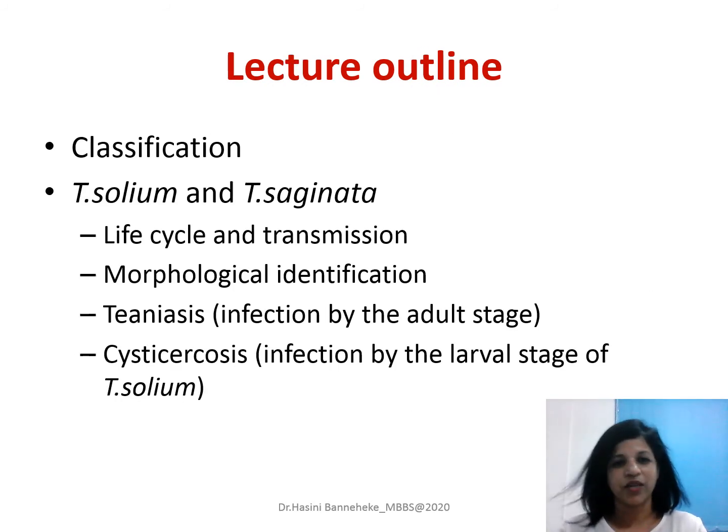This is the lecture outline. First, we'll have a brief idea of the classification of Taenia solium and Taenia saginata, and then we will move on to the topic per se, that is the two species of cestodes, and there I will tell you about the life cycle, the transmission, and the morphological identification of them. Finally, at the end, we will go to the infections caused by the two species of parasites, that is Taeniasis and Cysticercosis. Taeniasis is caused by the adult stage of the parasite of both species, and Cysticercosis is caused by the larval stage of Taenia solium.